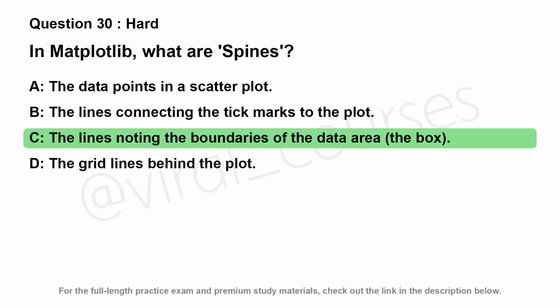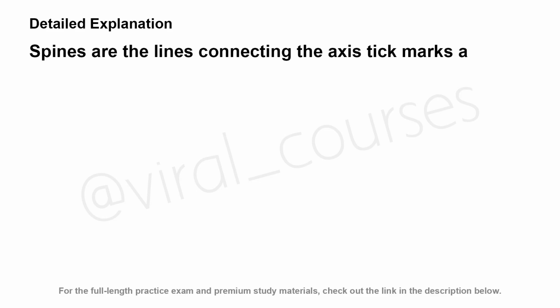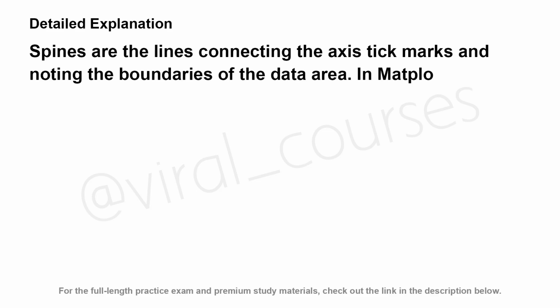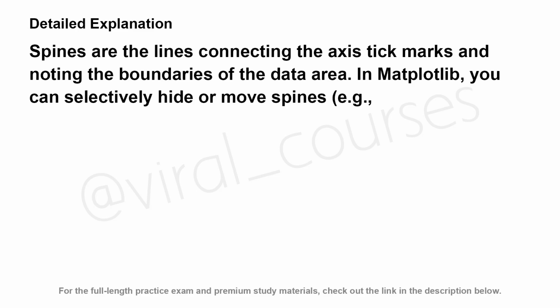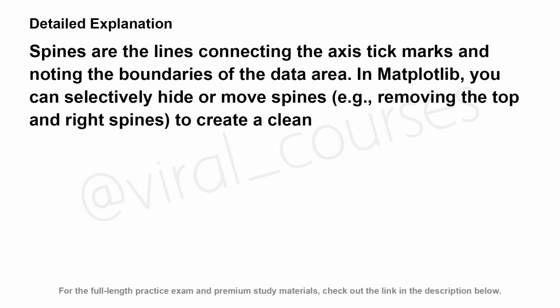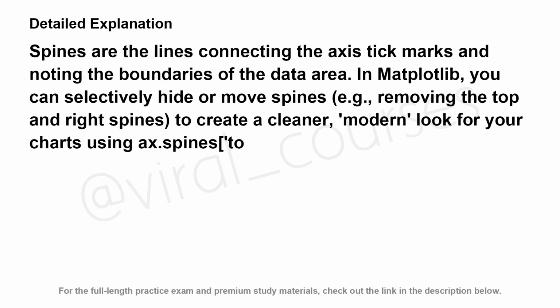The correct answer is C. Spines are the lines connecting the axis tick marks and noting the boundaries of the data area. In Matplotlib, you can selectively hide or move spines, e.g., removing the top and right spines, to create a cleaner, modern look for your charts using ax.spines['top'].set_visible(False).